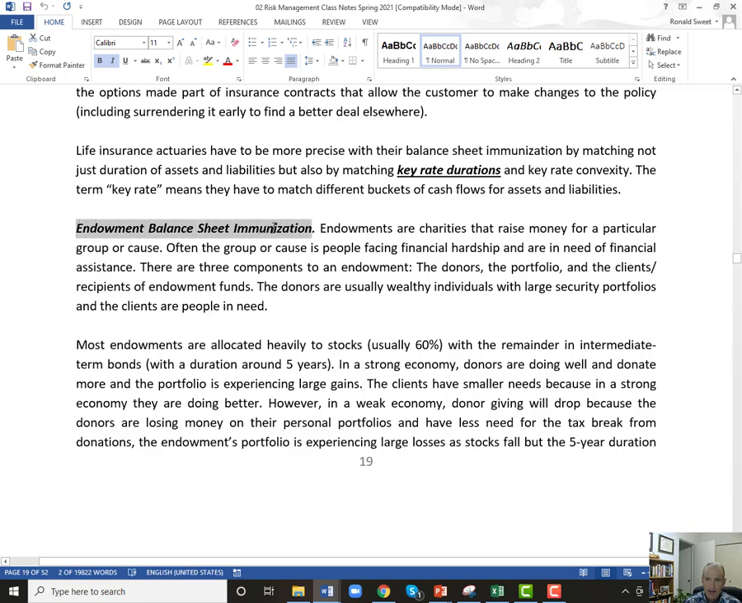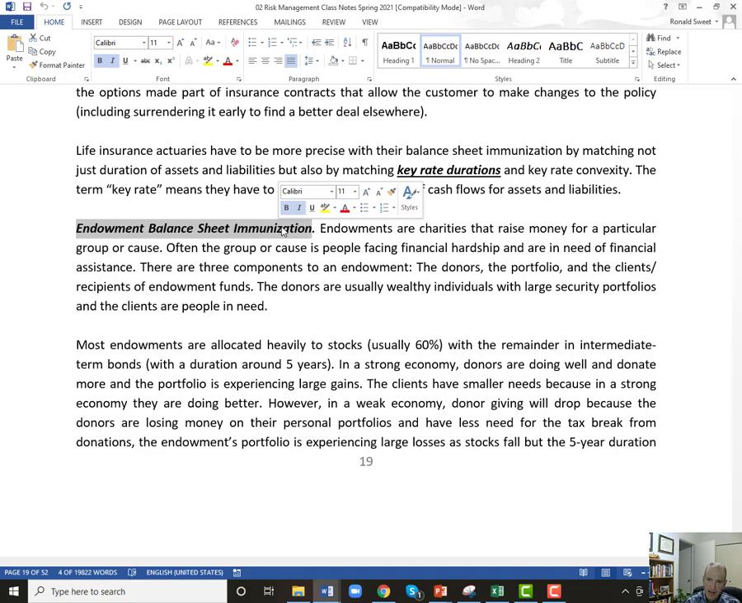All right, now let's talk about endowments. I worked a lot with an endowment during my career. Endowments are charities. I now manage a small charity. It's only a few $100,000, so it's not the hundreds of millions of dollar endowments I was managing at UTSA. But endowments, they're charities. They raise money for some particular group or cause. And a lot of times these charities are helping people who are facing financial hardship and need financial assistance.